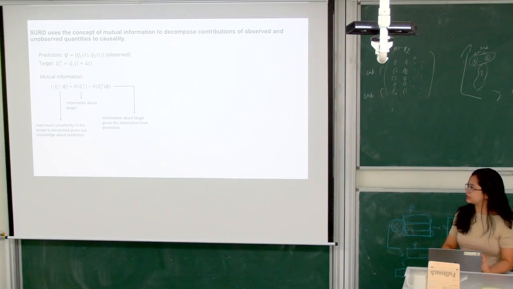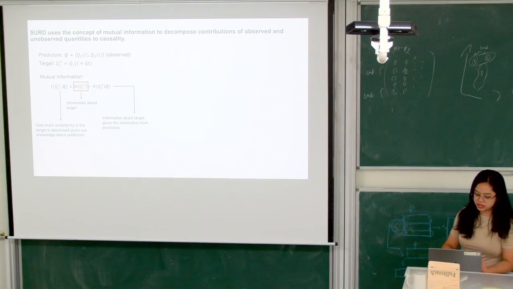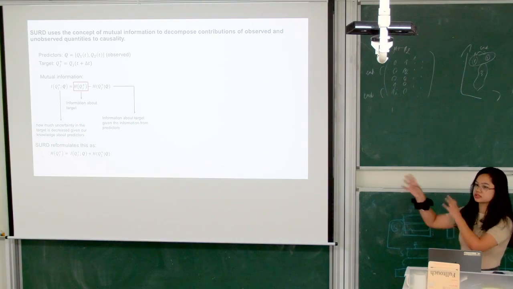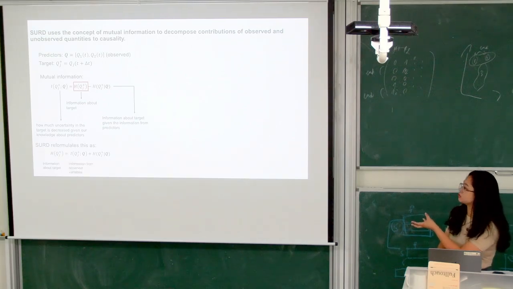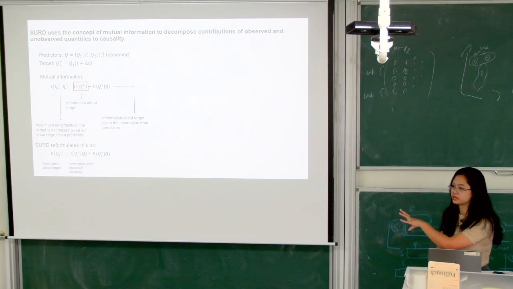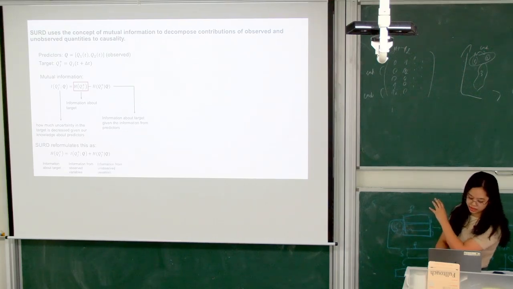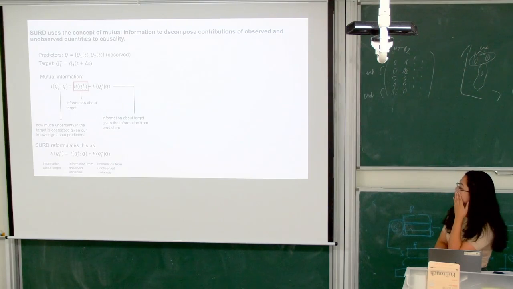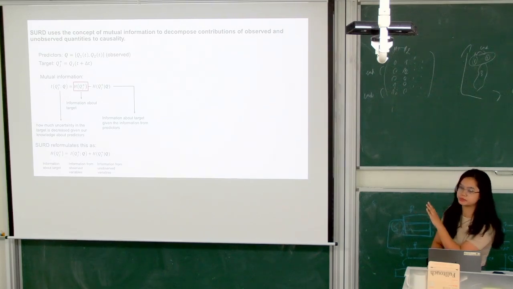But actually, in the formulation of our problem, what we want is the total information about the target. So in SURD, this equation is reformulated by just rearranging the variables, so that the information about the target is equal to the information from the observed variables, represented by the mutual information, and the information from unobserved variables, which is represented by the conditional entropy.